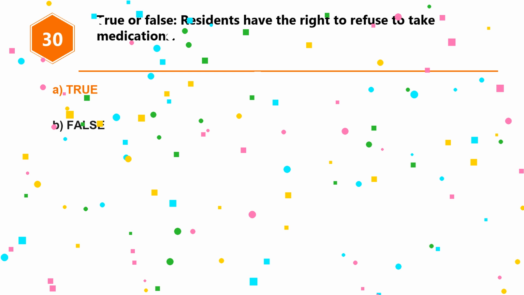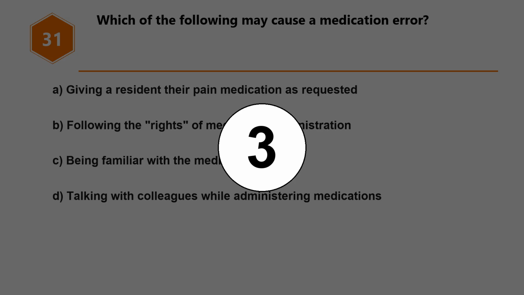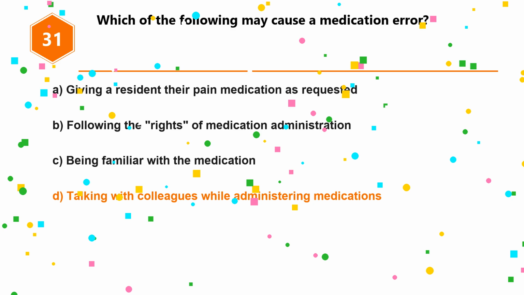True. Question 31. Which of the following may cause a medication error? Option A. Giving a resident their pain medication as requested. Option B. Following the rights of medication administration. Option C. Being familiar with the medication. Option D. Talking with colleagues while administering medications. The correct answer is option D. Talking with colleagues while administering medications.